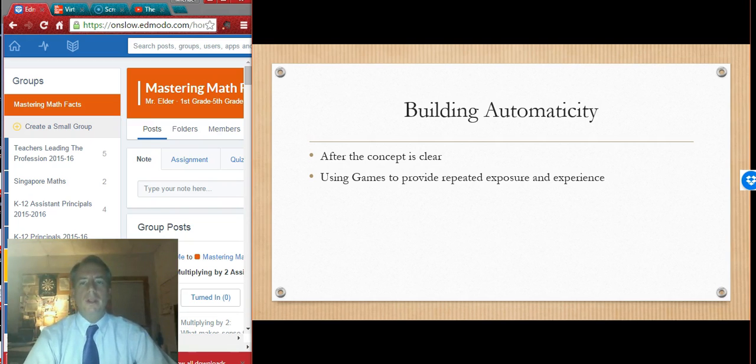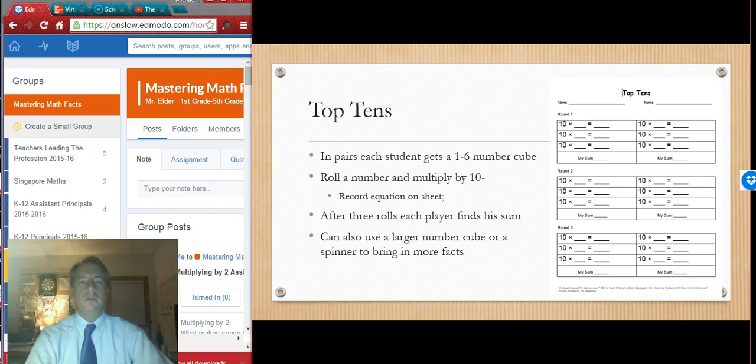Once we've worked through, kids have had lots of experience with recognizing the patterns, seeing the patterns. They may not be fluent with them yet, and therefore it's time to start building some automaticity. So once the concept is clear for kids, then we're moving into the games, just like we did with our times 2. So here are a few of those games. We encourage you to share your games on Edmodo. And please do, because we'd love to ramp this up and make it even more helpful for folks in the future. So in Top Tens, kids are working in pairs. Each kid's going to get a number cube or a die that has 1 to 6 on it.